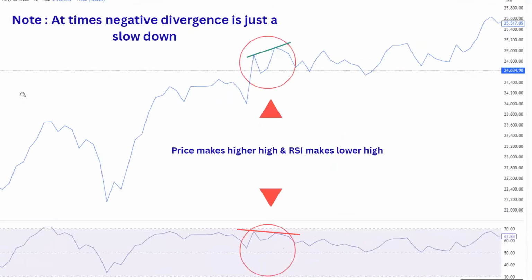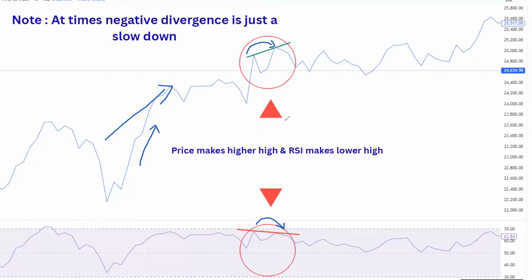Now over here, we have a negative divergence. Price already was in a bull trend, very strong, very high momentum. Suddenly what happens is price makes a higher high. RSI makes a lower high. Now over here, one important point I want to share with you.